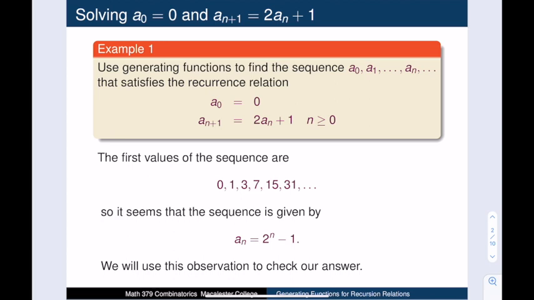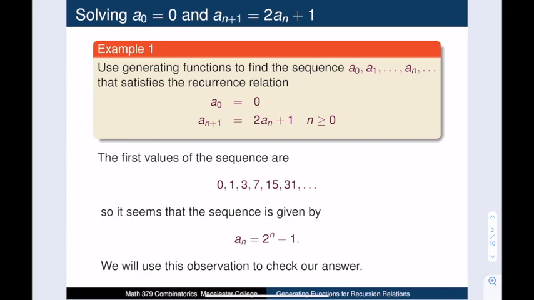This is a pretty recognizable sequence. It's just one less than the powers of 2, and so we would conjecture that the formula that we're looking for is that a_n is equal to 2^n minus 1. And I'm not saying that one should use generating functions to solve this. Actually, induction would solve this problem much faster.